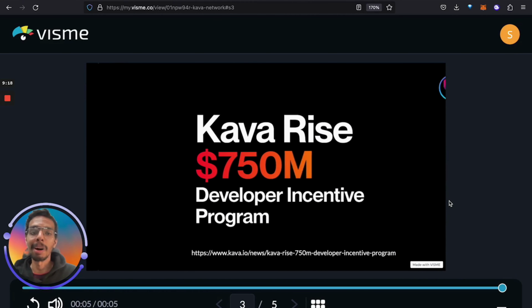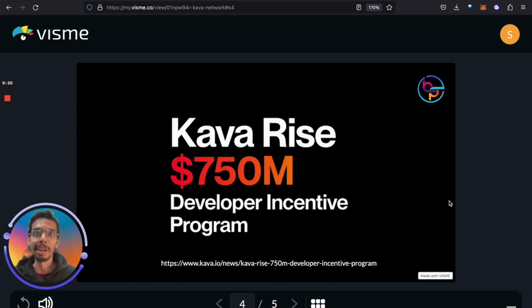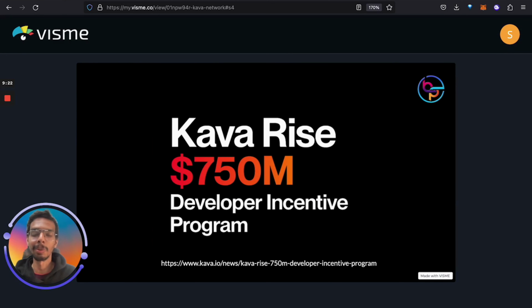Now coming to the part, why should you even build on Kava? The Kava ecosystem gives you a lot of flexibility. If you are a Solidity developer or if you are a Go developer or have built on Cosmos, you can easily build on Kava, right? They are giving you incentivization. They have this Kava Rise program wherein they're gonna give away $750 million worth of developer incentives to people who are trying to build on the Kava ecosystem.